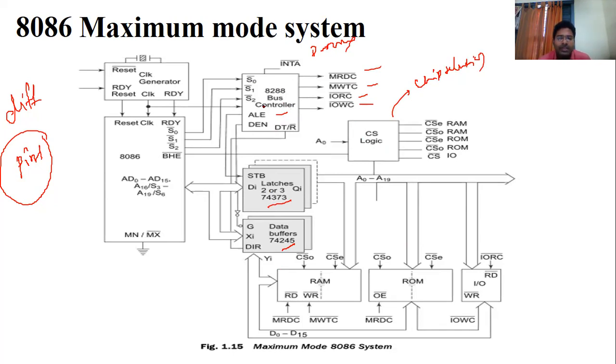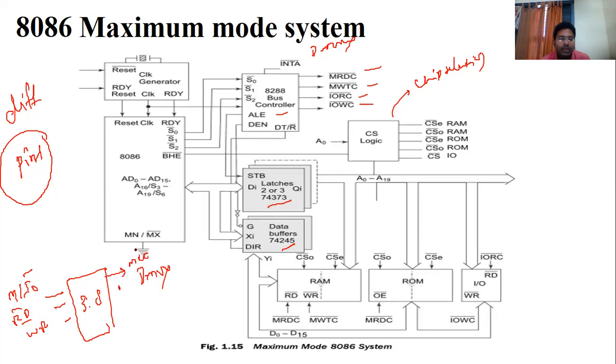The only difference is for the decoder operation. Here in the previous diagram, the 3:8 decoder, we are using the M by IO bar pin, the RD bar pin, and the WR pin. So then it converts into the memory read operation, memory write operation, IO read operation, and IO write operation.